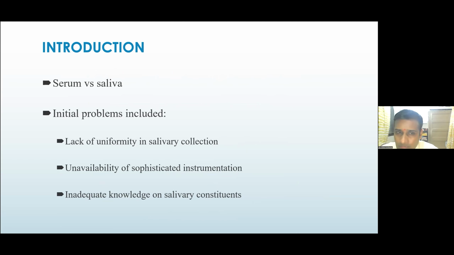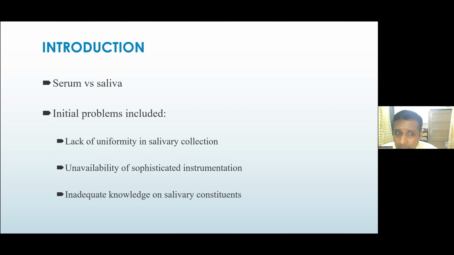Now, to begin with, over a period of time, the laboratory investigations of blood or serum have been established as a gold standard to identify various disease-based biomarkers in order to come to a specific diagnosis, be it in terms of diabetes or any kind of metabolic disorders or malignancies of any part of the body or oral cancer. Serum or blood always had the advantage of being diagnosed primarily because the techniques that were available easily identified components that are found in the blood.